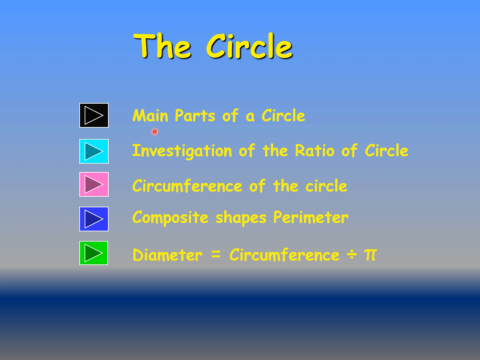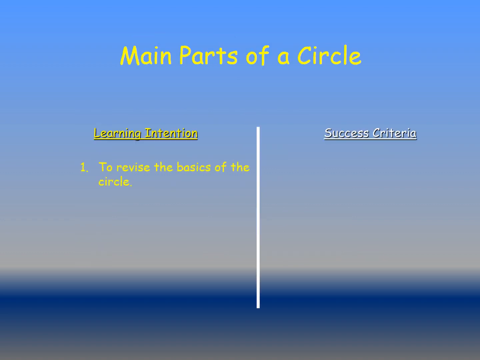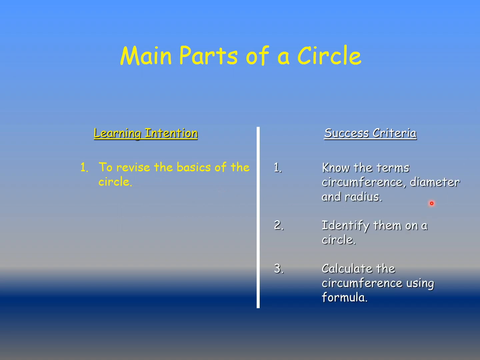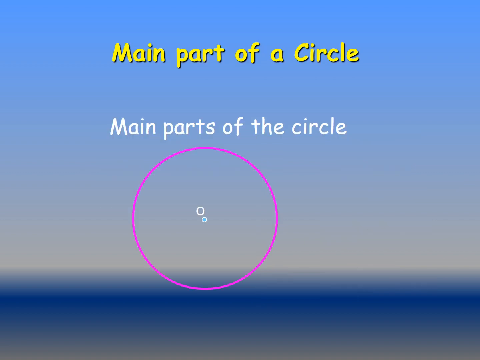Mainly we are going to talk about the main parts of a circle, investigation of the ratio of circle circumference, composite shapes, perimeter, and how you can find the diameter also. To revise the basics of a circle, we need to know the terms circumference, diameter, and radius, and we need to identify them on a circle and calculate the circumference using a formula.